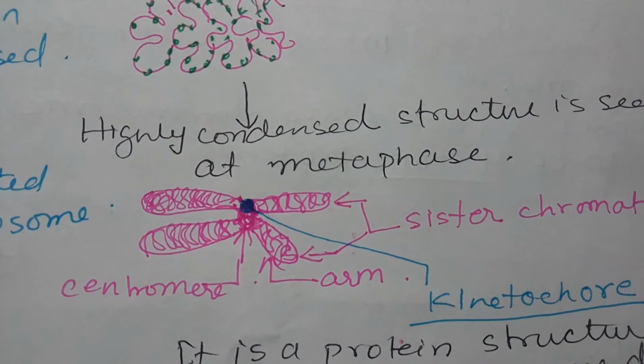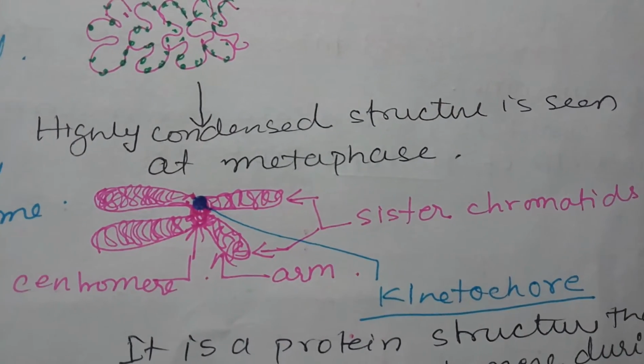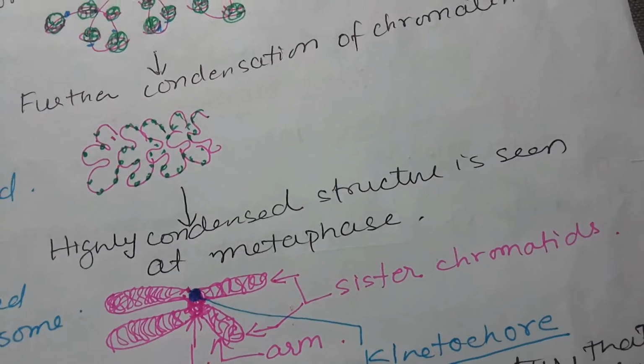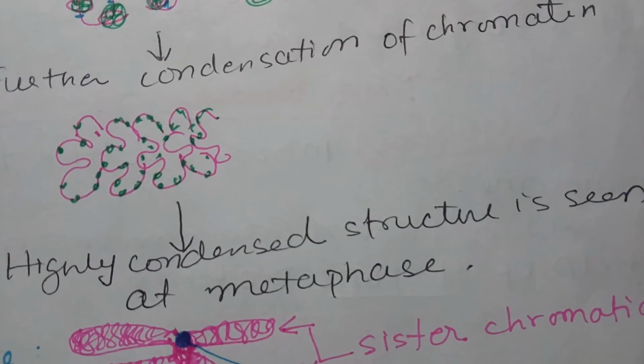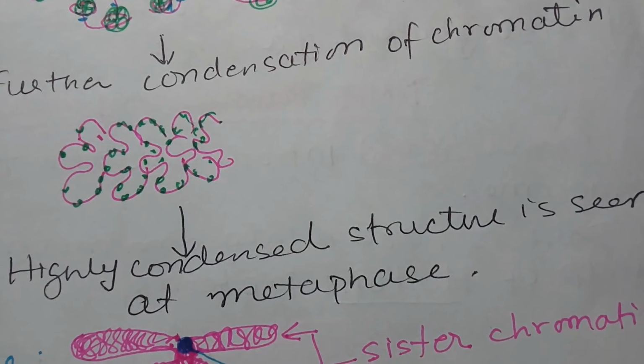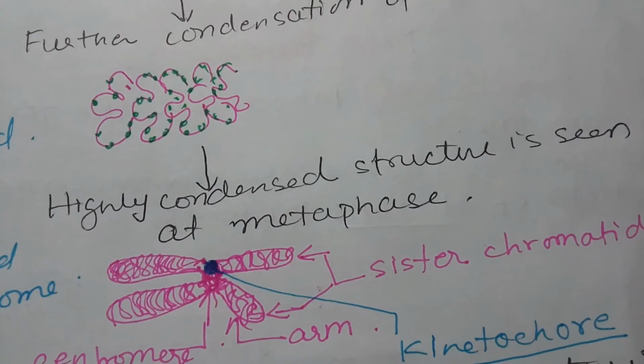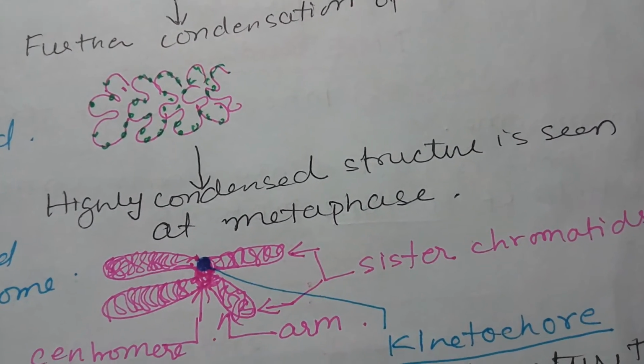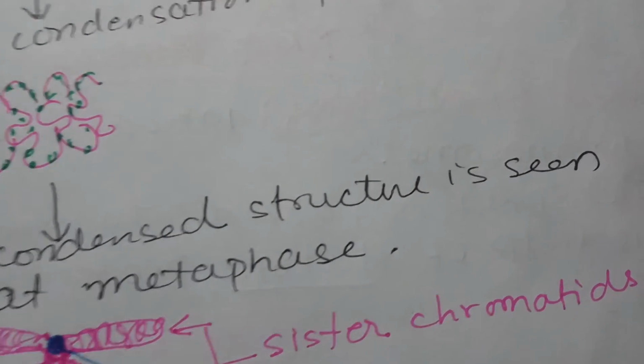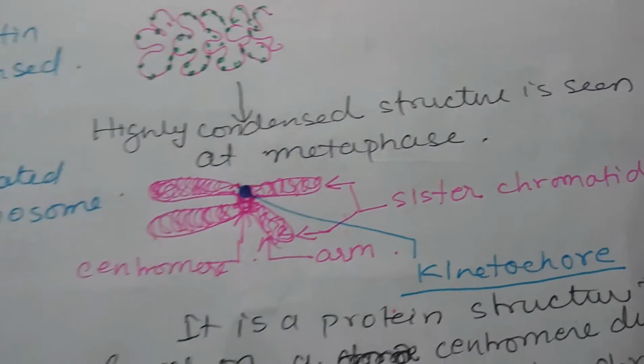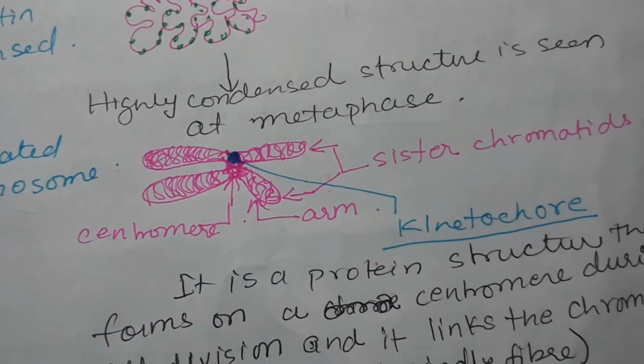You can see the centromere and its arm. This arm is called one chromatid arm, and these two are called sister chromatids, and this part is called the arm. So this is called the duplicated structure.